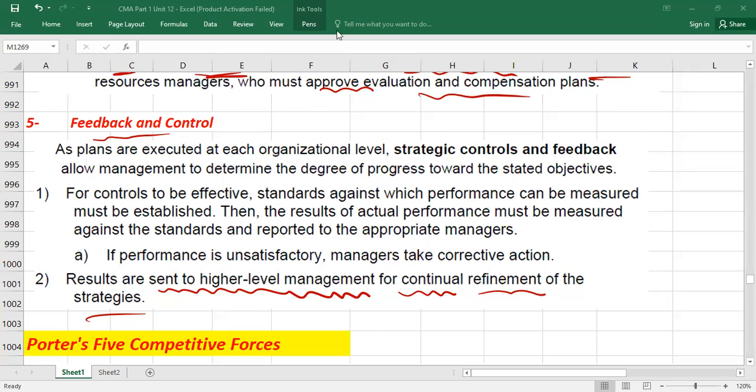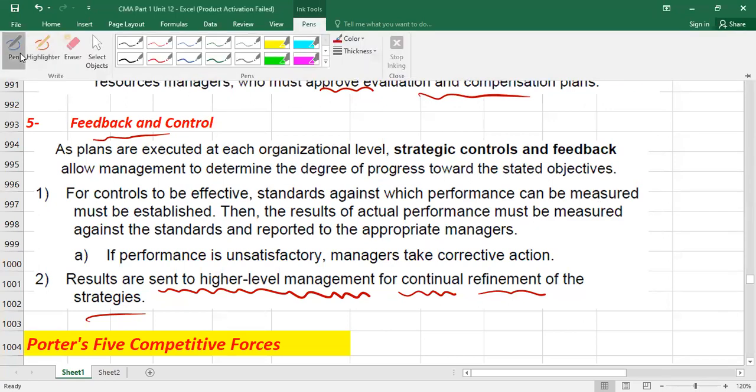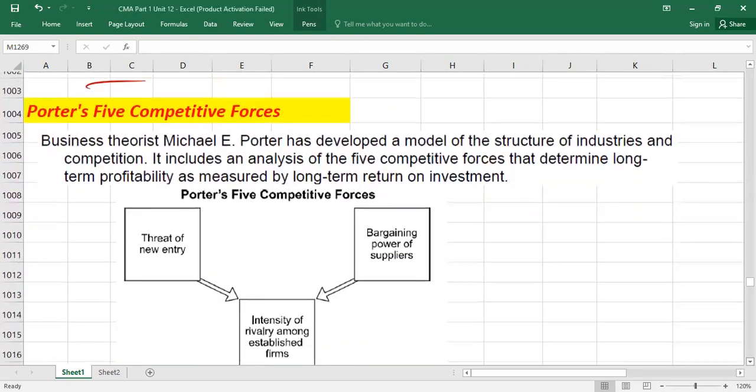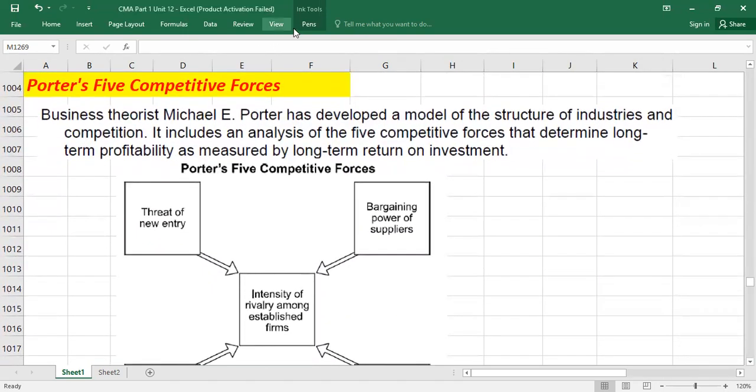Now, guys, we are going to discuss another small theoretical topic, that is called Porter's 5 competitive forces. Actually, guys, 5 competitive forces means that there are 5 factors as per Porter's theory, right? So it is the name of the theorist. The name of the theorist is Michael E. Porter. So he introduced 5 competitive forces, which are called five factors.